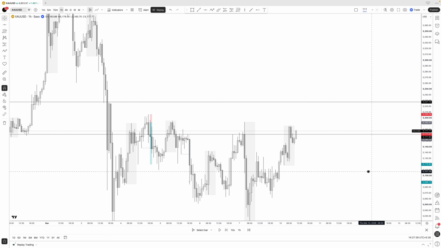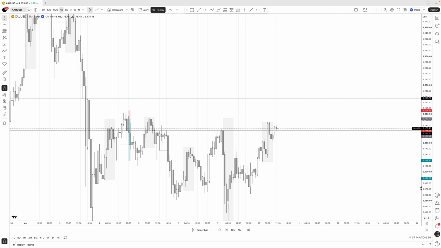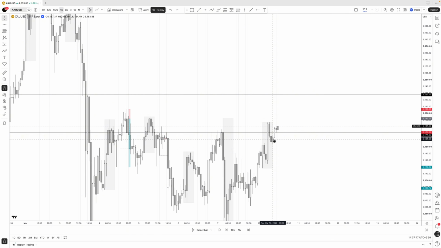Let's see what price is doing. This is the Frankfurt session, and this would be the London session. Now, since this resistance is broken, it might even act as a support, but until the daily candle closes, we don't know if this is broken yet. So let's see what happens.